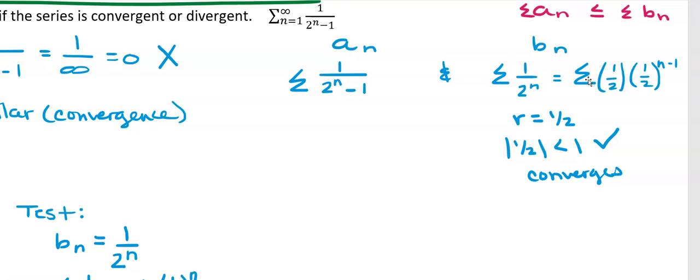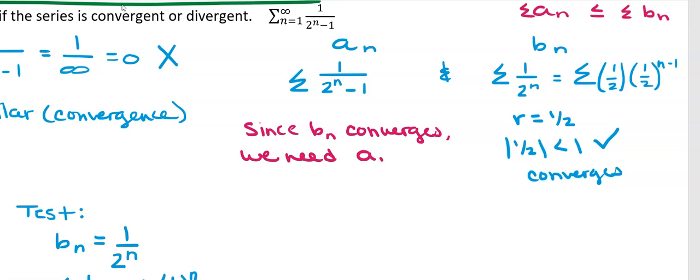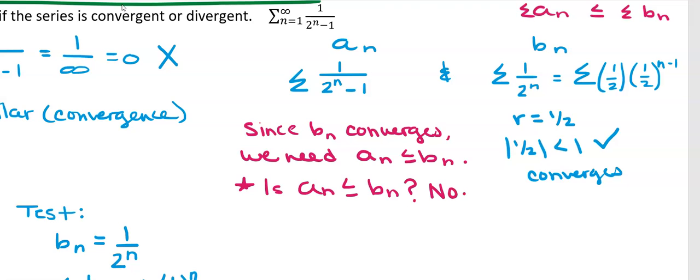Since B sub n converges, we need A sub n to be less than or equal to B sub n in order to apply the comparison test. That's the big idea. So we need to ask ourselves, is A sub n less than or equal to B sub n? And sadly, the answer is no.